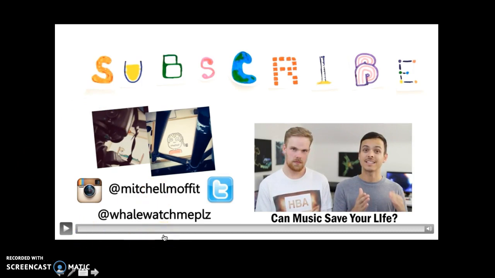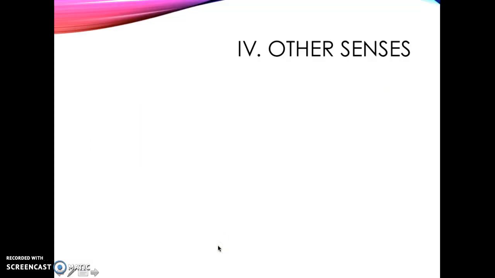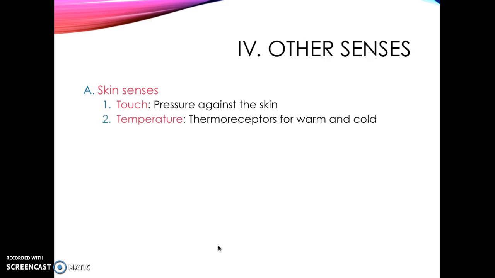Alright, so that was a good example of some auditory illusions. Now let's look at other senses. Skin senses, obviously we have with the touch. So touch is based on the pressure against the skin. And there's also temperature, which has to do with thermoreceptors in your skin that recognize warm and cold.